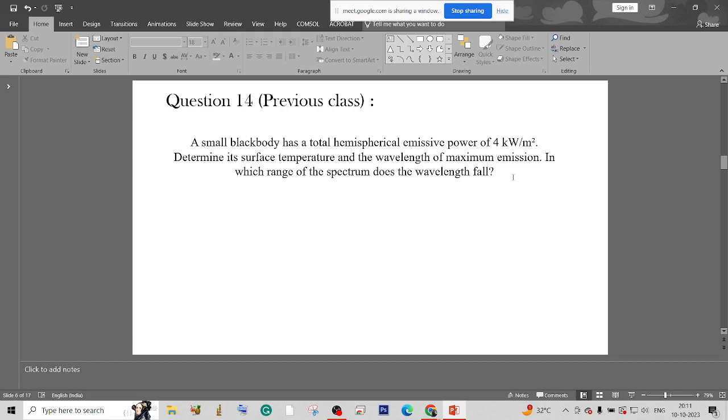So the emissive power for the black body is sigma T to the power 4. The emissive power is given, so corresponding temperature you can find out, and the wavelength for maximum emission we can calculate from Wien's displacement law. So yeah, this is done.